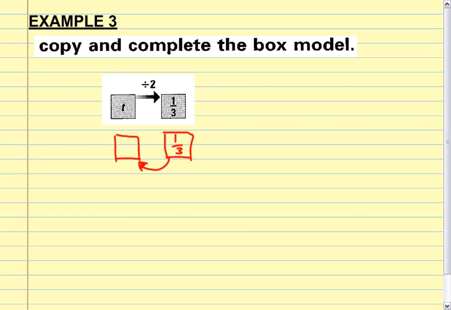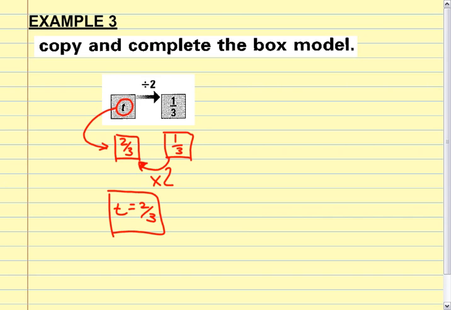And what do I do to that 1/3? Times 2, the inverse operation. So let me ask you, Emma, what is 1/3 times 2? 2/3. So that means that T has to equal what, Emma? T is equal to 2/3.